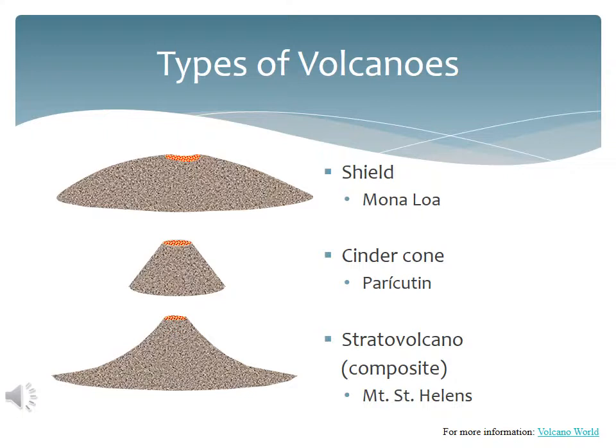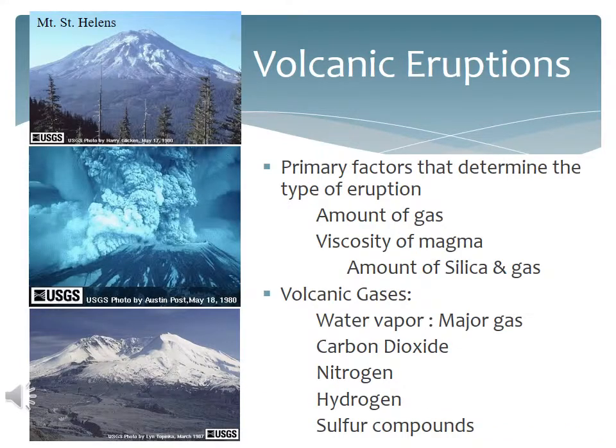Stratovolcanoes like Mount Fuji, Mount St. Helens, and Vesuvius combine eruptive features of both shield and cinder cones, and they are the most dangerous type of volcano. The greater the viscosity of the magma and the more gas you've got in the magma, the greater chance you've got for a very violent eruption. In your volcanic gases, water vapor is number 1, carbon dioxide is number 2, with smaller amounts of nitrogen, hydrogen, and various sulfur compounds such as sulfur dioxide.